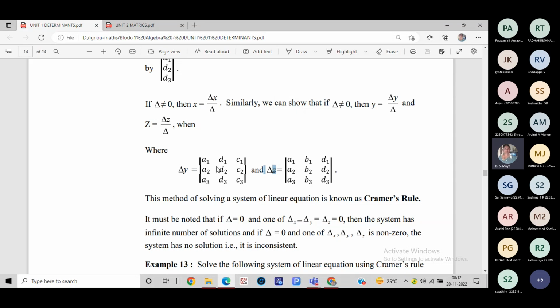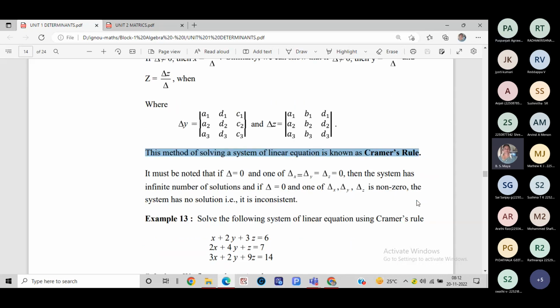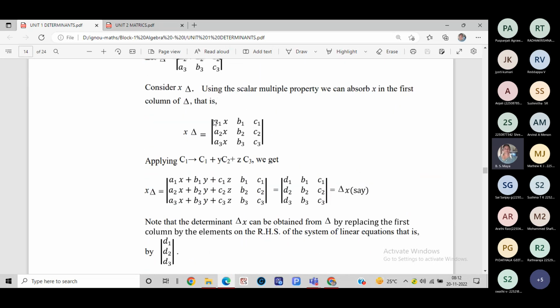This is the solving method. This method of solving linear equations is called Cramer's Rule. There is one common question in your question paper: to solve the linear equation by using Cramer's rule. Clear? You should know about the delta value. If the delta value is equal to 0, in case when I find delta, what is delta?